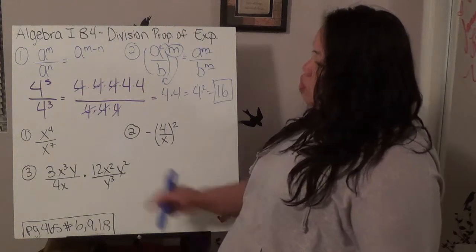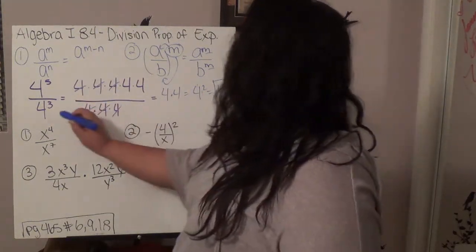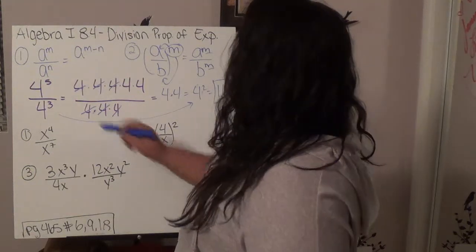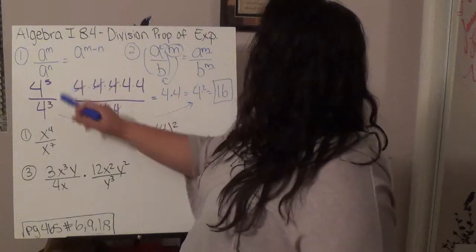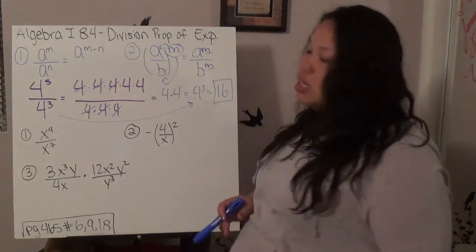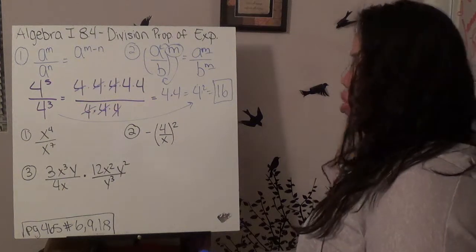So all you have to remember is when you're dividing, you don't have to go through this whole process. You go from here straight to here: you do top minus bottom of the exponents to become one base. So 5 minus 3 is 2, giving me 16. So let's try this one.